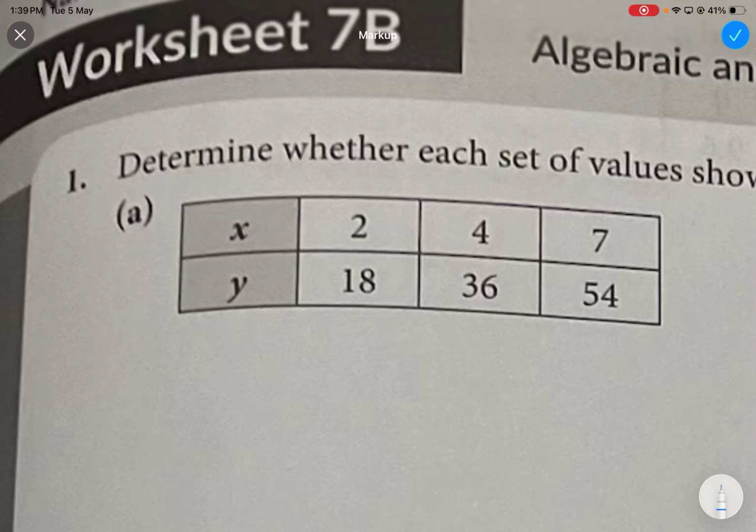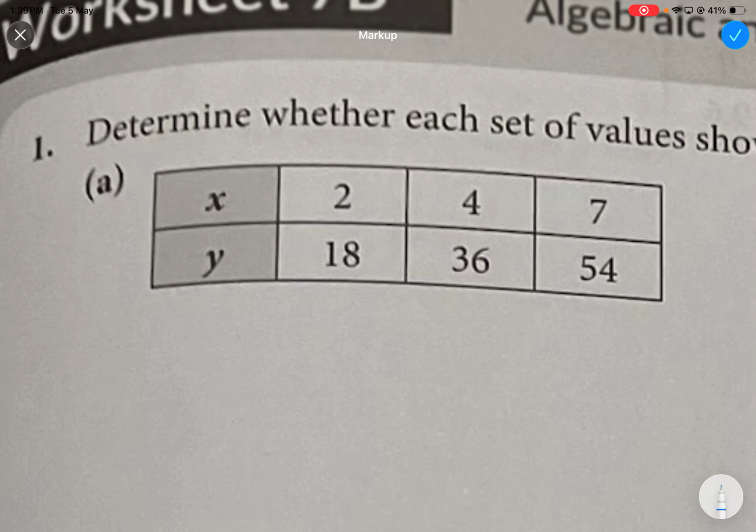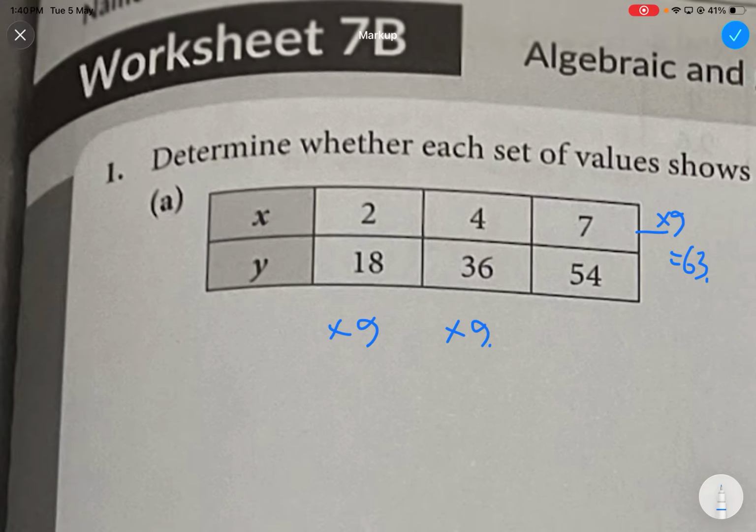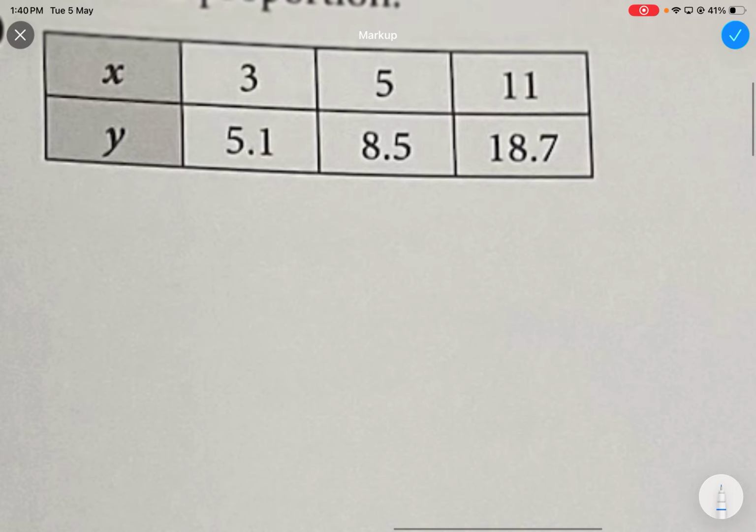So if x and y are proportional, 2 to 18, I need to multiply by 9. 4 to become 36, I also multiply by 9. But 7 multiplied by 9 becomes 63, not 54. Okay? So, are x and y proportionate? No. If it is proportional, for every number of x, it must multiply by the same number to get y. That is what they are saying. So easy only. Okay?